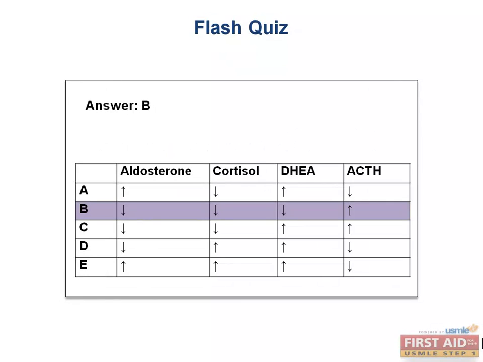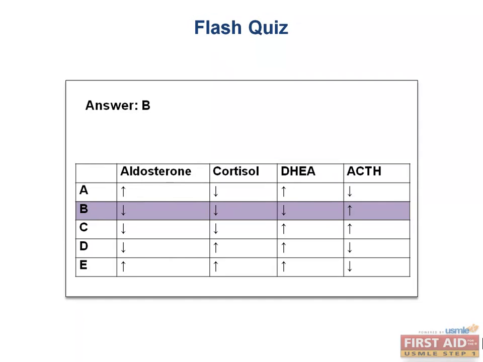The answer is B. As we discussed, the adrenal gland makes aldosterone, cortisol, and DHEA, or dehydroepiandrosterone, a sex hormone. Therefore, since the gland is damaged, these will all be decreased. However, you will still have elevated ACTH.